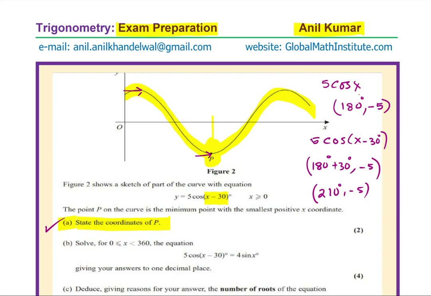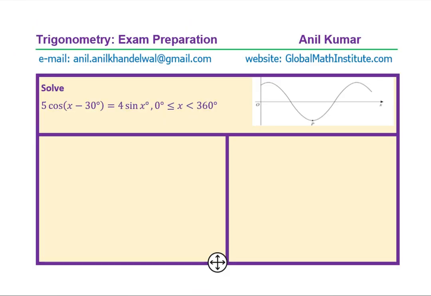Now let us see how we solve the equation 5 cos(x minus 30 degrees) equals 4 sin x. Let me take this solution within the domain 0 to 360 degrees, 0 included, 360 not included. If I graph it, how will it look? Since this is 5 or minus 5 maximum and minimum, for sin x, 4 will be the maximum value.